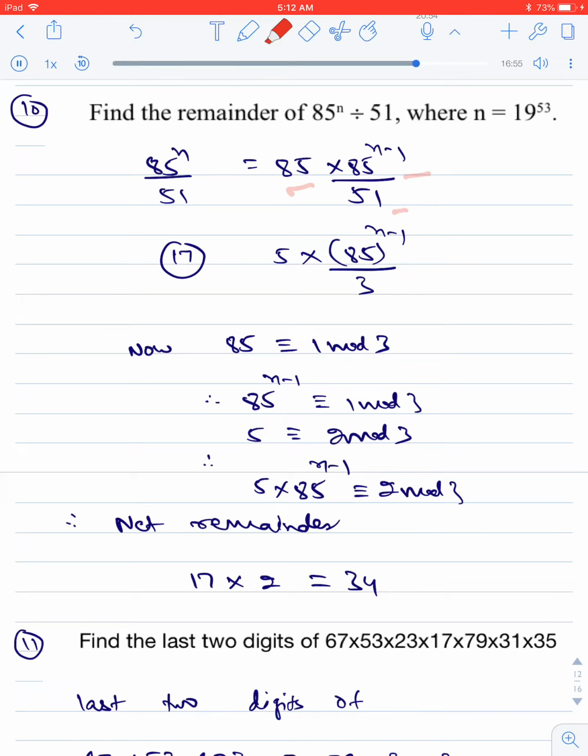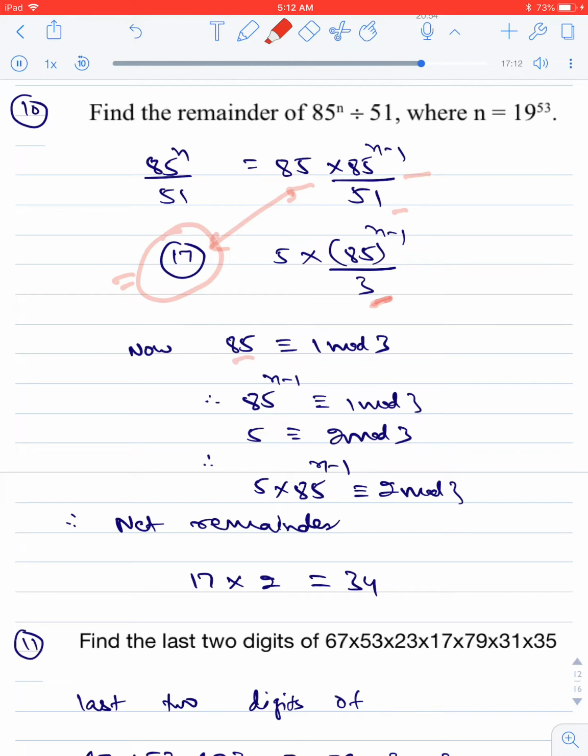Since you can divide numerator and denominator by 17, the maximum number you can divide from. So this is 7. Take 17 outside and keep 17 in mind. So we get 5 into 85 raised to power n minus 1 by 3. Because now it is easy to find the remainder when divided by 3 rather than when we divided by 51.